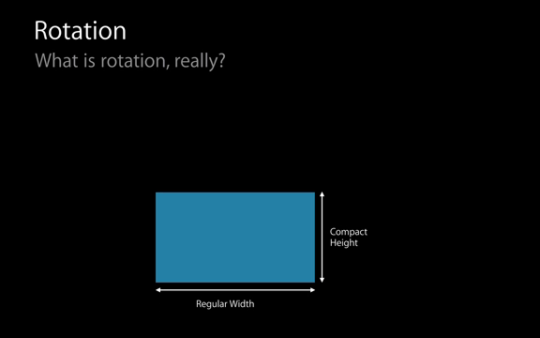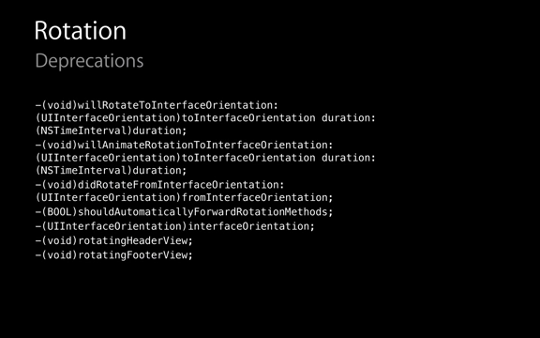So in order to move in this new direction, we're taking a lot of API that used to exist in iOS 7, well, it still exists in iOS 8, but we're deprecating it. This is just a subset of the rotation API that is deprecated in iOS 8.